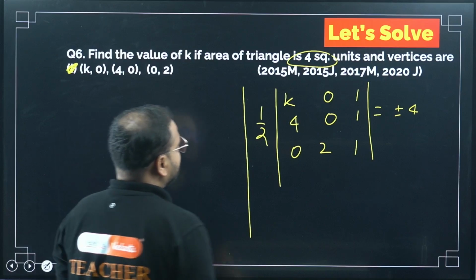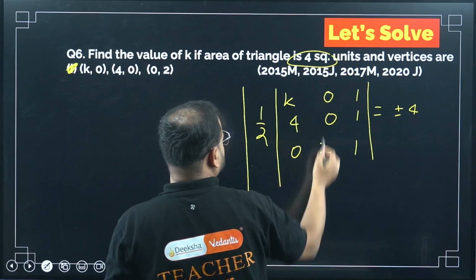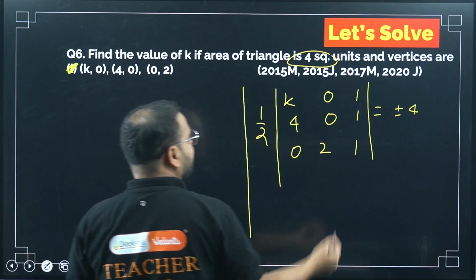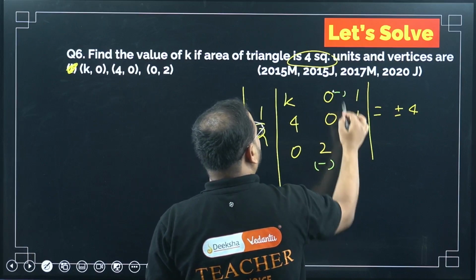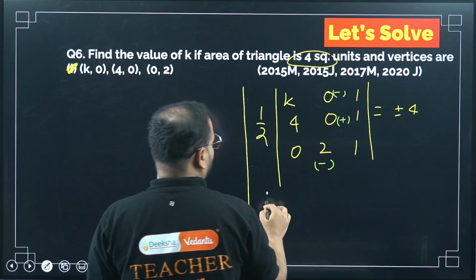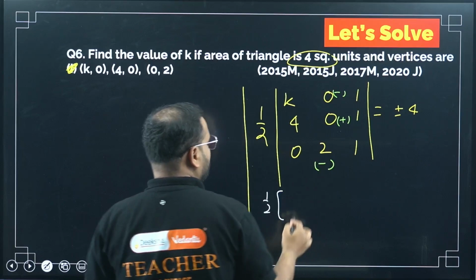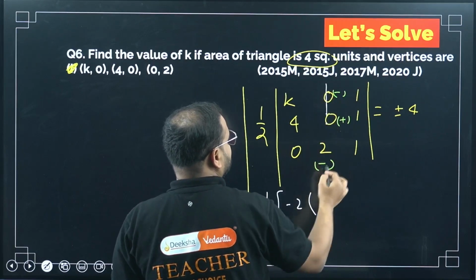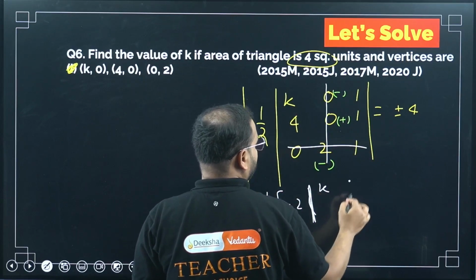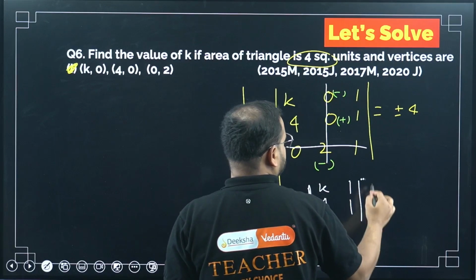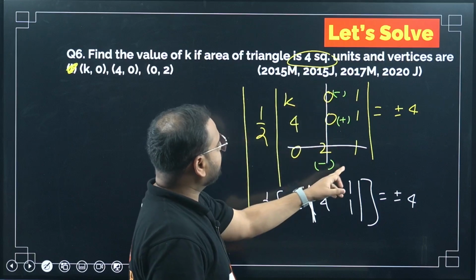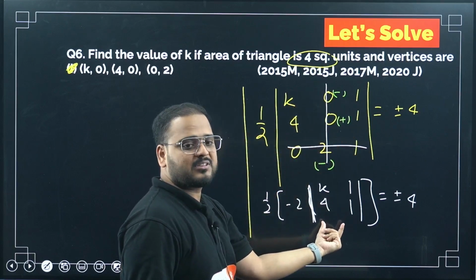Let's check here. How will I solve this? Across this element only. I will not take 0, I will take 2, and I have already taught you that this is going to be negative, this is minus, and this is plus. So I'm going to take directly 1 by 2 times of minus 2 times of, cancel this out, the determinant K, 1, 4, 1 equals plus minus 4. K, 1, 4, 1 are my elements left in the 2 cross 2 matrix.